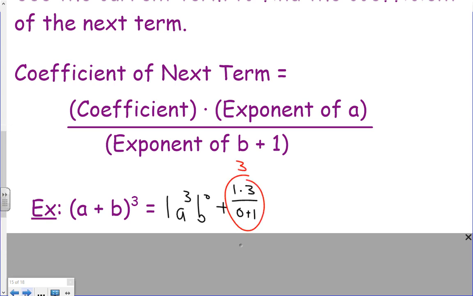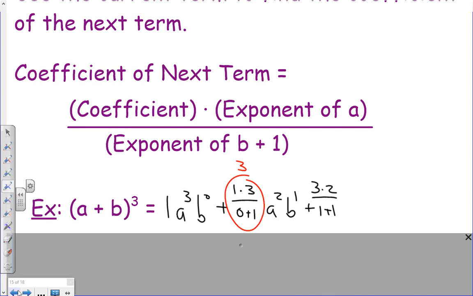All right, let's write down our other two factors. It's a squared times b to the first, right? All right, let's find out the next one. Now the next one, we take the coefficient for this term, which is 3. We multiply it by the exponent of a, which is 2. And we divide it by the exponent of b, which is 1 plus 1. And again, the question is, well, what's this guy equal to? 3 times 2 is 6, divided by 2 is 3. This turns out to be 3. And again, this is a to the first, b to the second.